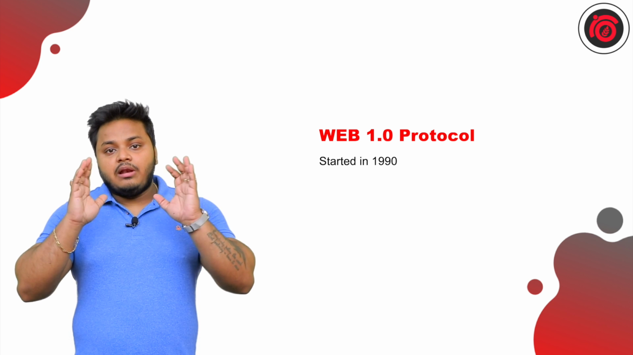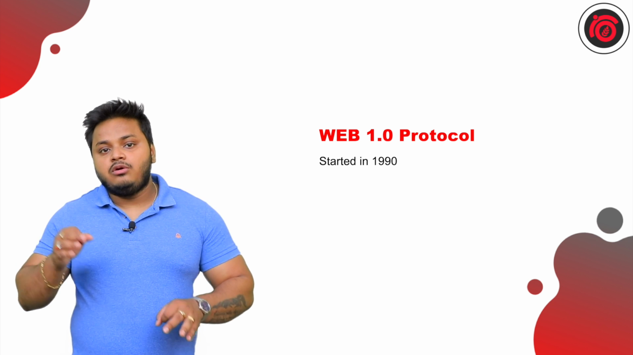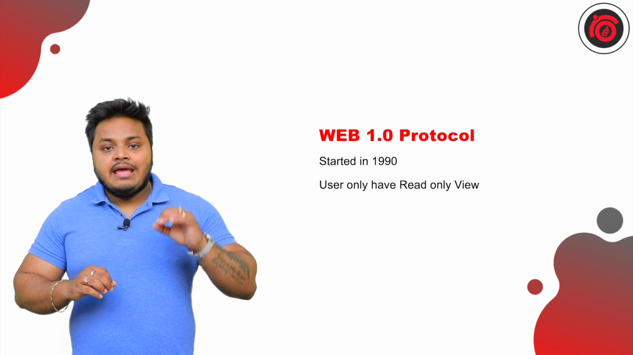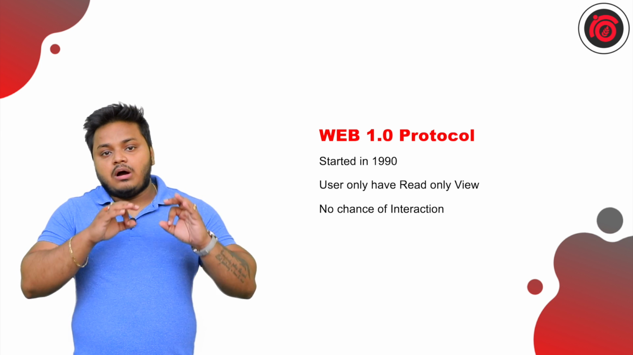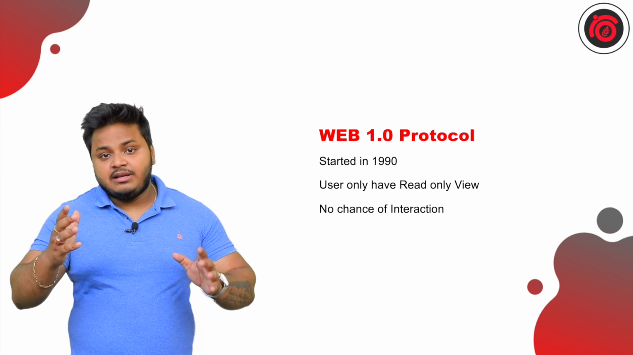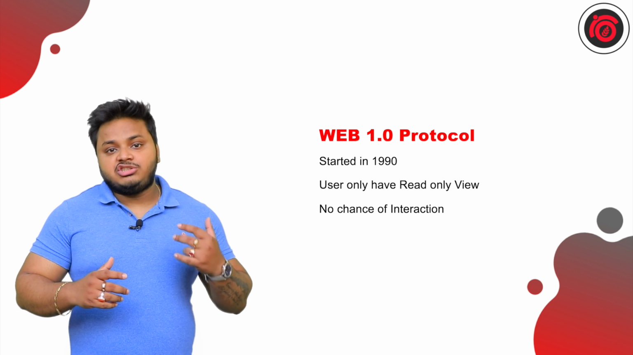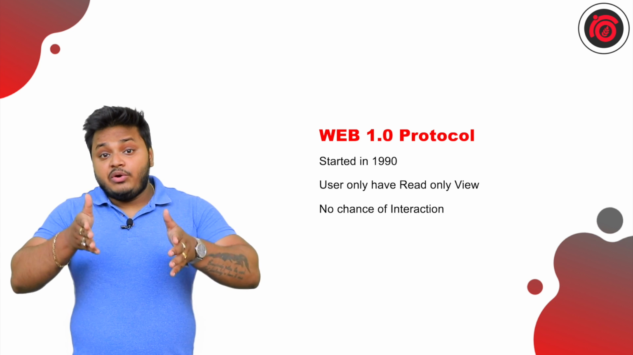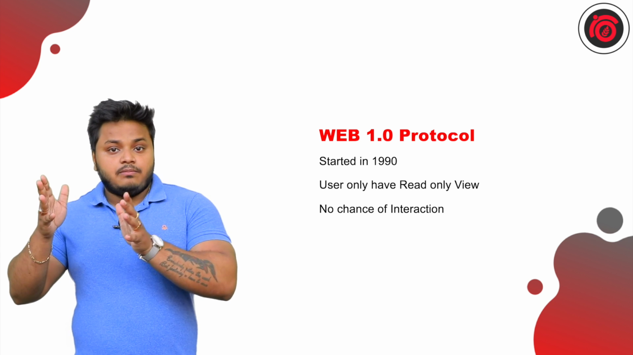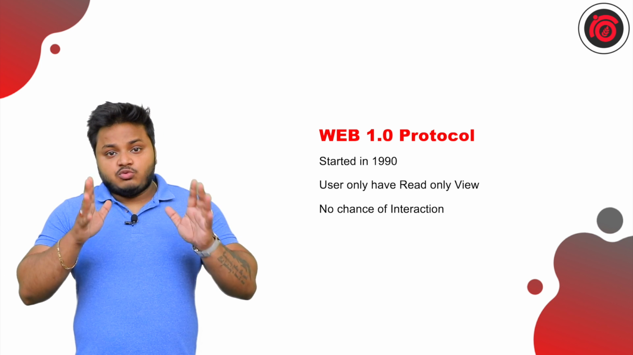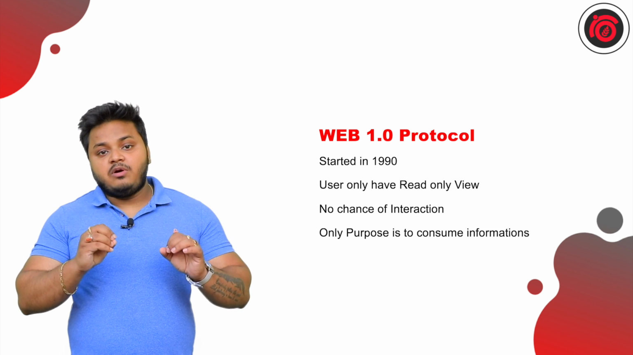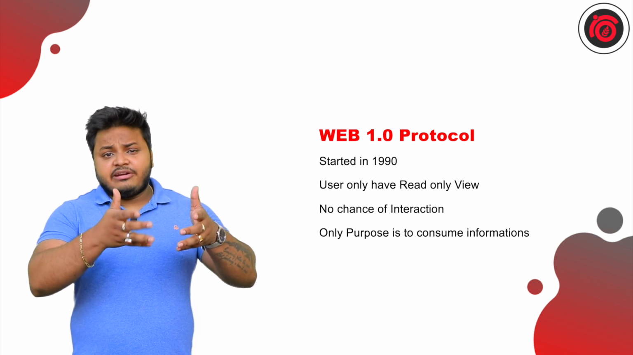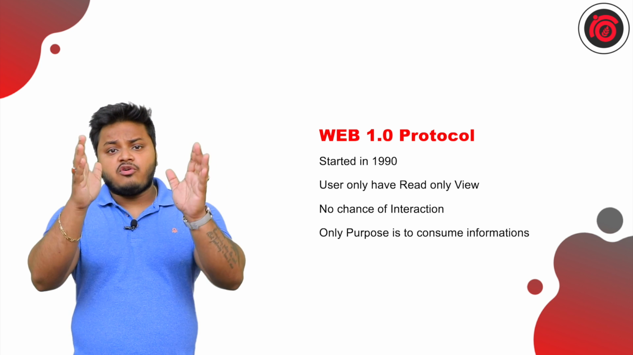This is the first input oriented value on the Internet, where users can just have a read-only view, which means there is no option where any user can interact with a particular website, such as no one can comment, no one can share, no one can do any kind of interaction which everyone might be doing on today's internet, like Facebook, Instagram, Twitter, etc. So this is Web 1.0, where the only purpose is to consume information, such as any kind of directory submission or directory listing sites where people can just open and view the information, and end of the story.